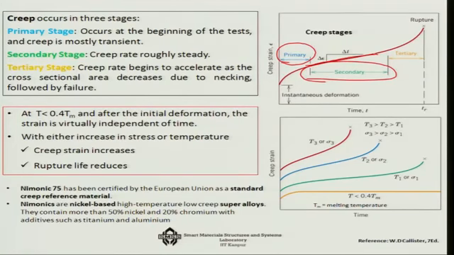Then there is a tertiary stage. Okay. So, as you can see here, with respect to time, beyond a particular time, the creep increases actually exponentially, as you can see in this picture. So, that actually goes towards the failure. Now, at temperature, I told you that less than 0.4 of the melting point temperature, generally after the initial deformation, the strain is virtually independent of time. But with the increase in stress or temperature, the creep strain increases and the rupture life decreases rapidly.